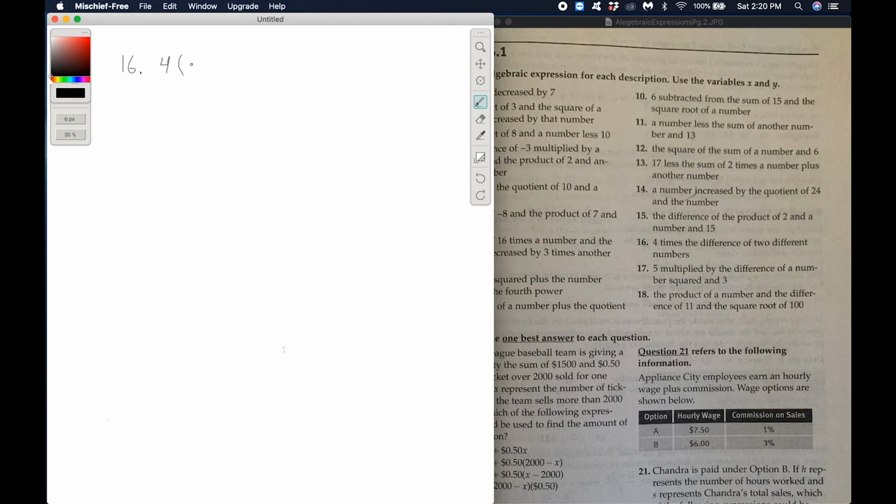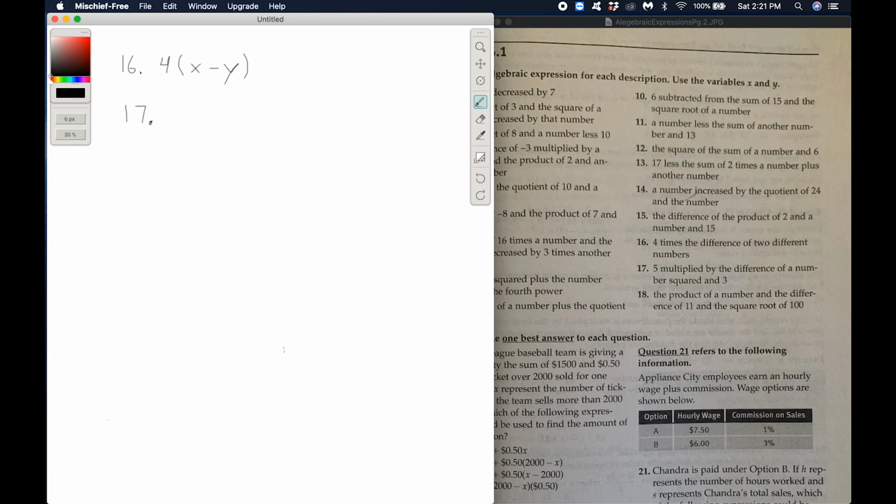Again, the 2 different numbers, they don't tell us what they are. But they do say difference, so we can't do x minus x. It has to be x minus y. Okay, so 4 parentheses x minus y. Or 4 times x minus y. Again, guys, just like I showed you the one with the power applied to everything inside there, this 4 applies to this whole operation in here.